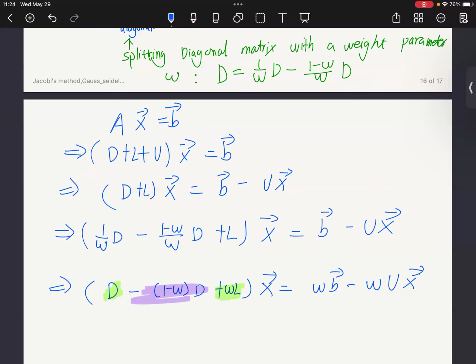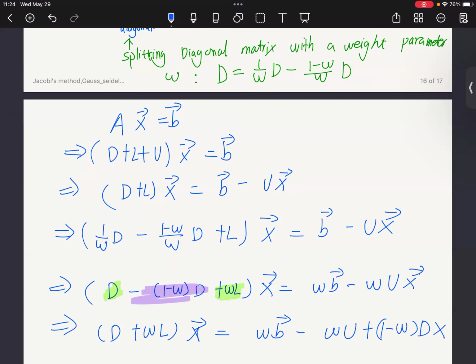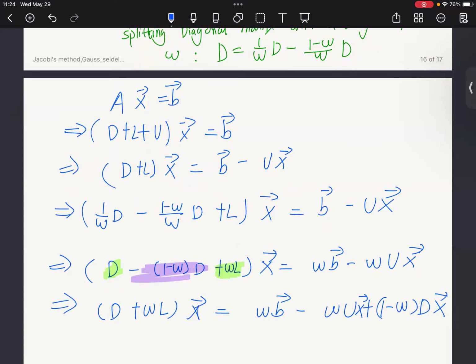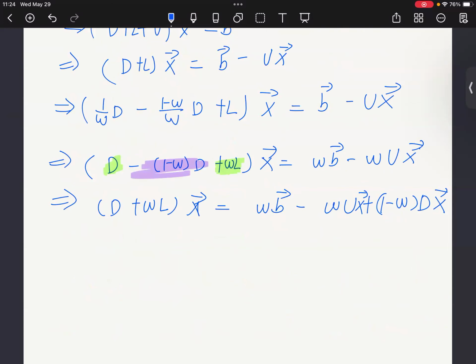And I have this: D plus omega L, and then X, and then omega B. Let me see. And I also have minus omega U and plus the 1 minus omega D here, X. There's another X here. Okay, so let's solve the things. Solve this equation for X, and let the left-hand side just be X.